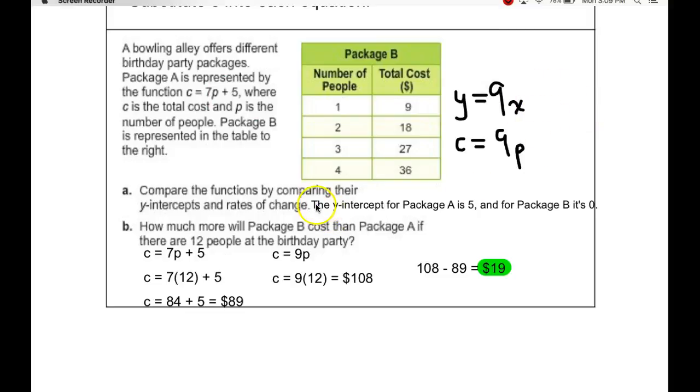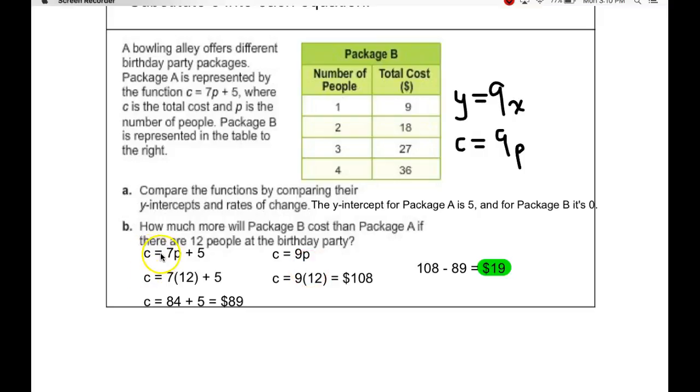So that's exactly what I'm going to say. The y-intercept for package A is 5, and for package B it is 0. So they're different, first of all. There is no $5 fee here, but there is over here in the context of the problem. Part B, how much more will package B cost than package A if there are 12 people at the party? So I need to substitute 12 into P for both situations.